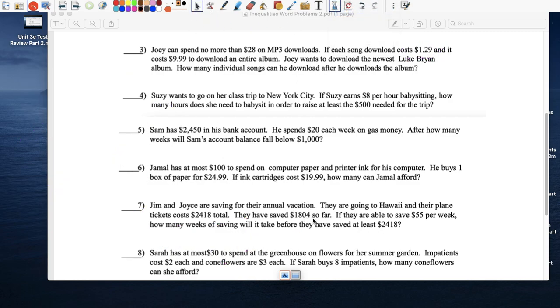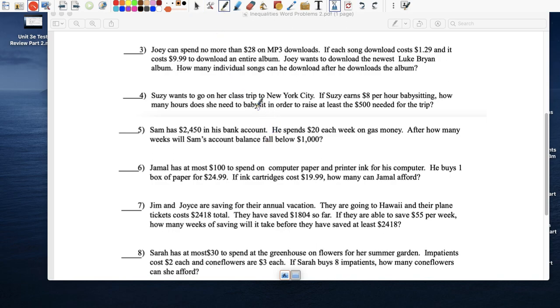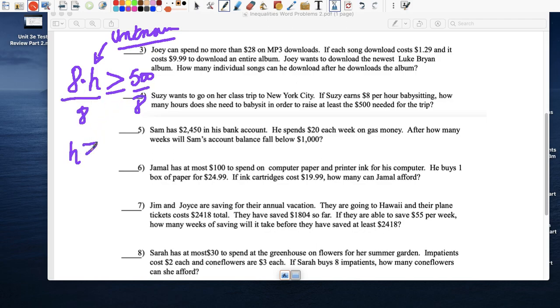New York City. Susie goes to New York City. She earns $8 babysitting. She makes $8 an hour. How many hours does she need to babysit? She wants to earn $500 for the trip. So she needs at least 500, meaning whatever she's making has to be greater than or equal to 500. In this case, it's just $8 per hour, so that's our unknown: the number of hours she needs to work to reach 500. Well, that one's easy. Divide by 8. So the number of hours she needs to work, hopefully, it says 62.5 hours.